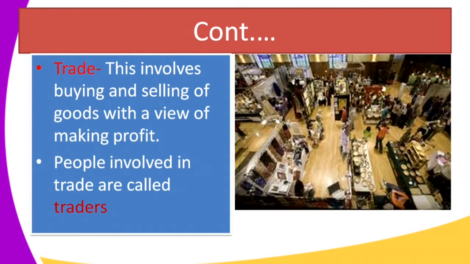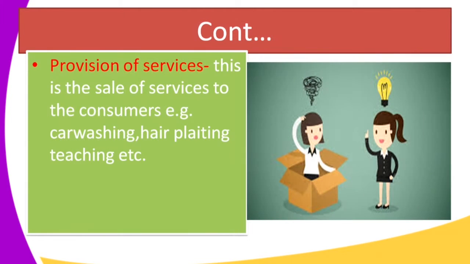Trade is all about buying and selling of goods with a view of making profit. We said that for trade to be referred to as trade, there must be some profit that is being realized. So you buy goods at a lower price, then you sell them at a higher price. The difference between the buying price and the selling price is what we refer to as profit. And it's good to note that people who are involved in trade are referred to as traders.